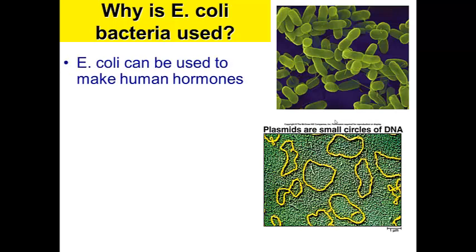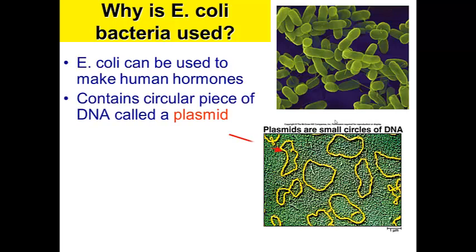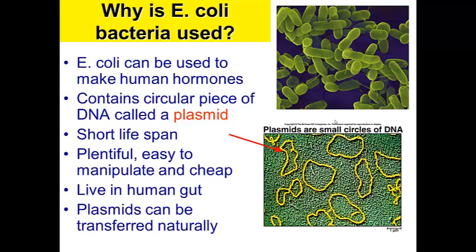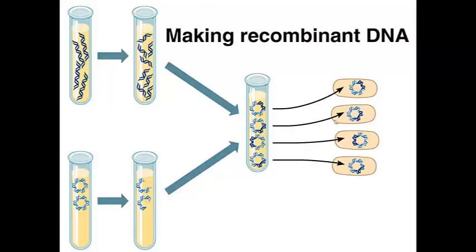Why is E. coli used? E. coli can be used to make human hormones because it can contain these circular pieces of DNA called plasmids. E. coli has a short lifespan. It's easy to grow. It's cheap. It is plentiful. It can live in the human gut, and plasmids can be transferred naturally between E. coli bacteria.